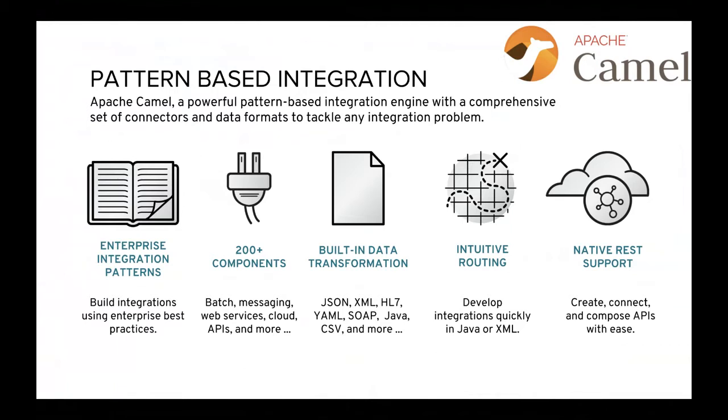Camel also has capabilities to do data transformation. So you can transform data between well-known structures like XML and JSON, flat files, CSV, and so on. But there is also data transformation for industry standards in healthcare, finance, and telco, etc. In Camel, you set up how systems are integrated using routes, Camel routes. And those routes are developed by developers in either Java or XML. And Camel also comes out of the box with support for REST and APIs.